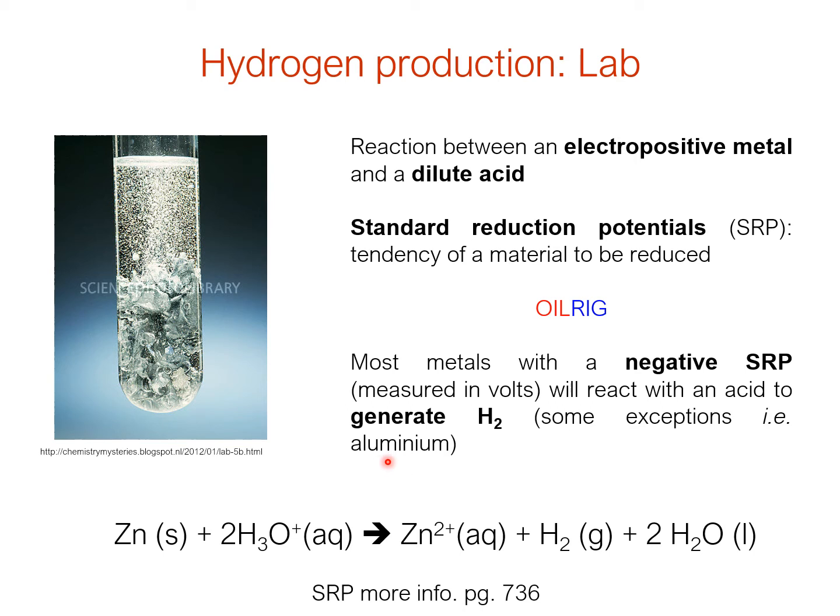There are some exceptions, like aluminium, but if you look in the Chemistry Cube textbook, and also if I ever ask a question like this in an exam, you'll have a table of elements or metals and their standard reduction potentials. So all you need to know is that the negative ones are the ones that will most likely react with an acid and generate hydrogen.